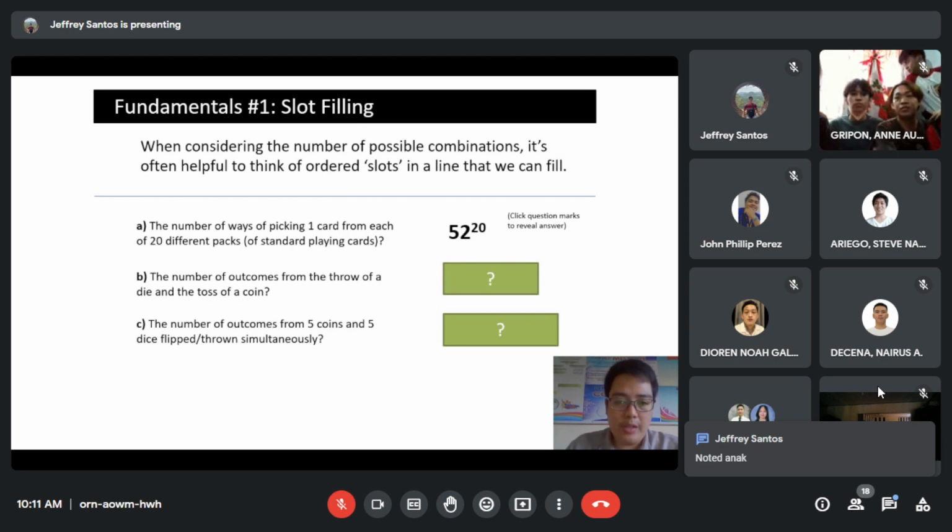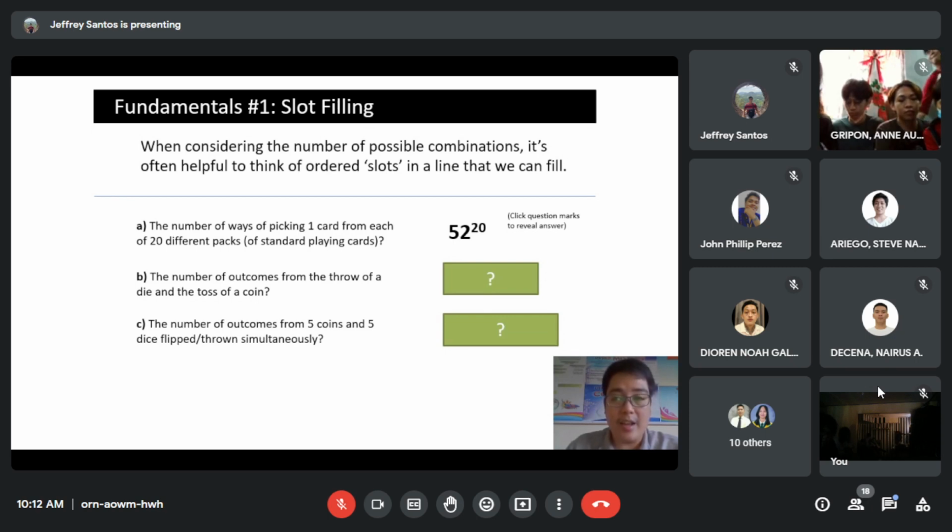Next example, the number of outcomes from the throw of a die and the toss of a coin. By the way, here, magkaiba. Throw of a die and toss of a coin. So, a die has 6 faces and a coin has either heads or tails. So in this case, to get the number of combinations, we just multiply the 2. Di ba? So 6 sa faces ng die times 2 sa heads and tails. Therefore, there are 12 possible combinations.